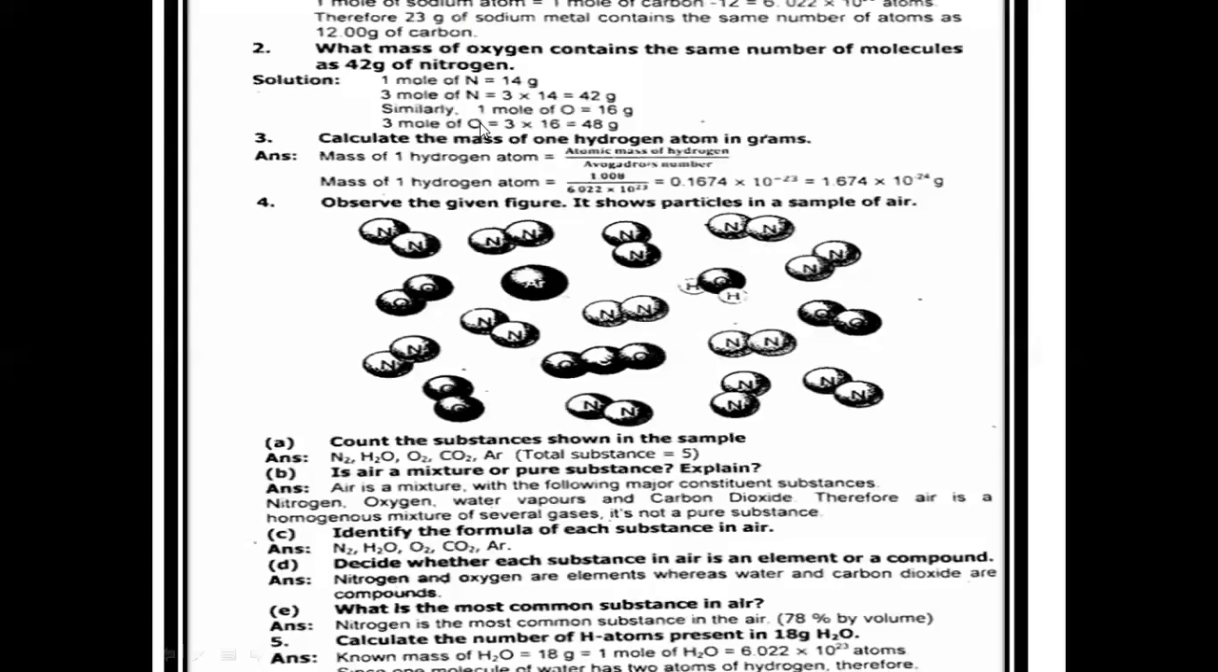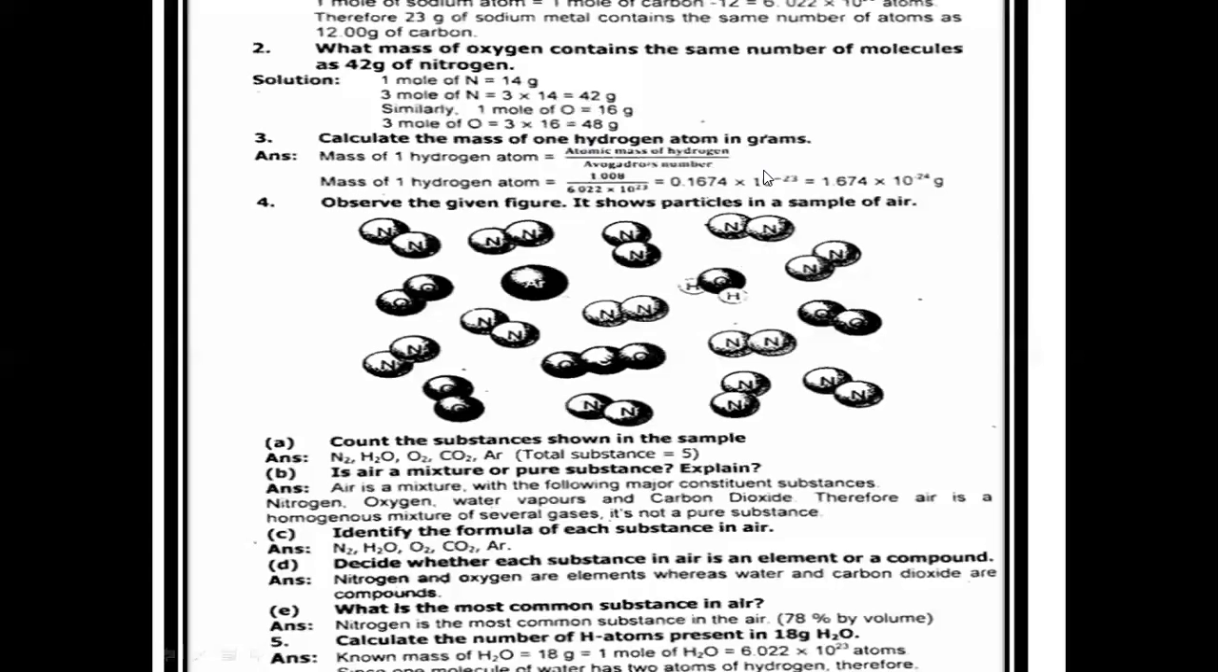Question number 2. What mass of oxygen contains the same number of molecules as 42 grams of nitrogen? 3 moles of nitrogen: 1 mole contains 14 grams, so 3 moles contain 3 into 14, 42 grams. Similarly, 1 mole of oxygen, atomic mass of oxygen is 16, but there are 3 oxygen, so 3 into 16 equal to 48 grams. So this is 42 grams, 3 moles of nitrogen, and this is 48 grams, 3 moles of oxygen.